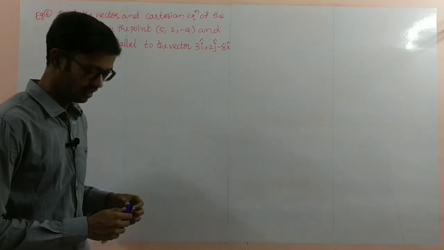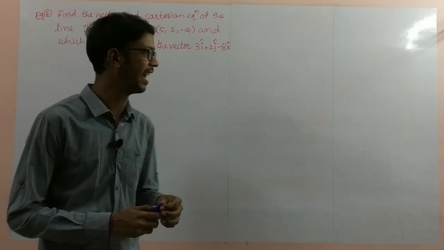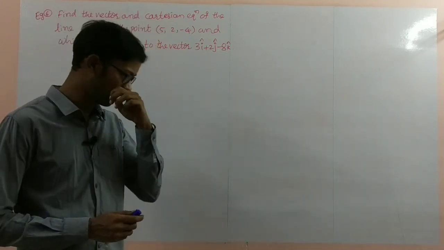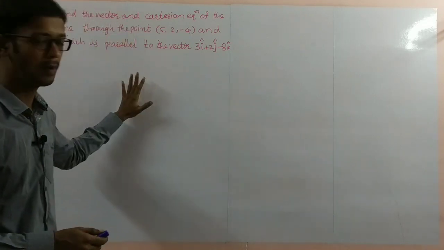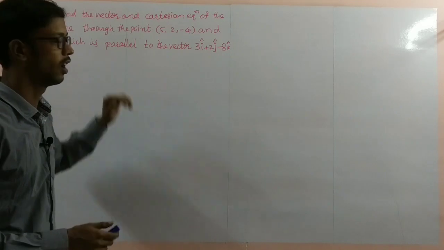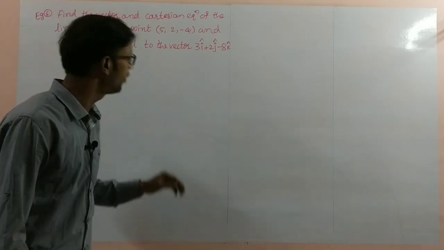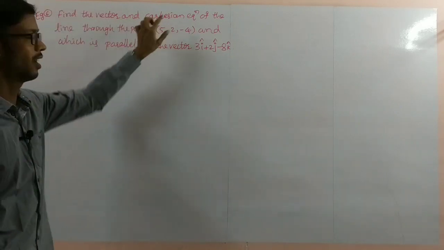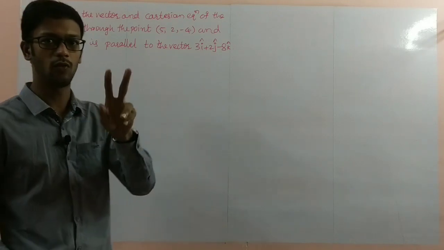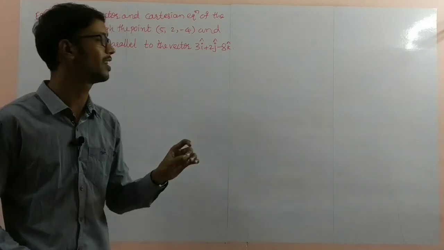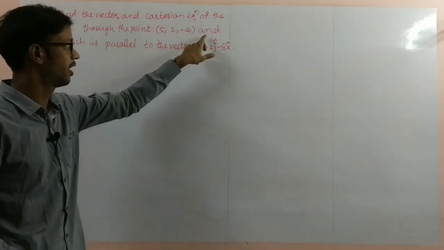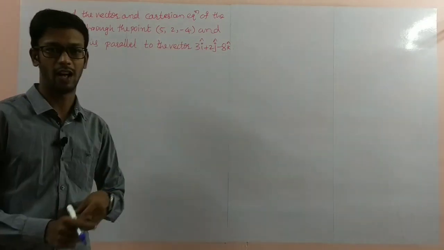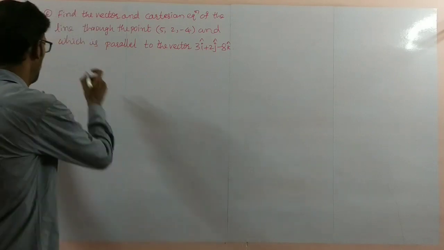Now you see example 6, based upon that equation. Previously we discussed the 5 marks question, and based upon that we have to solve this problem. Here you see, find the vector and Cartesian equations. You have to find the vector equation and Cartesian equation of a line through the given point and parallel to the given vector. One point and one vector are given.